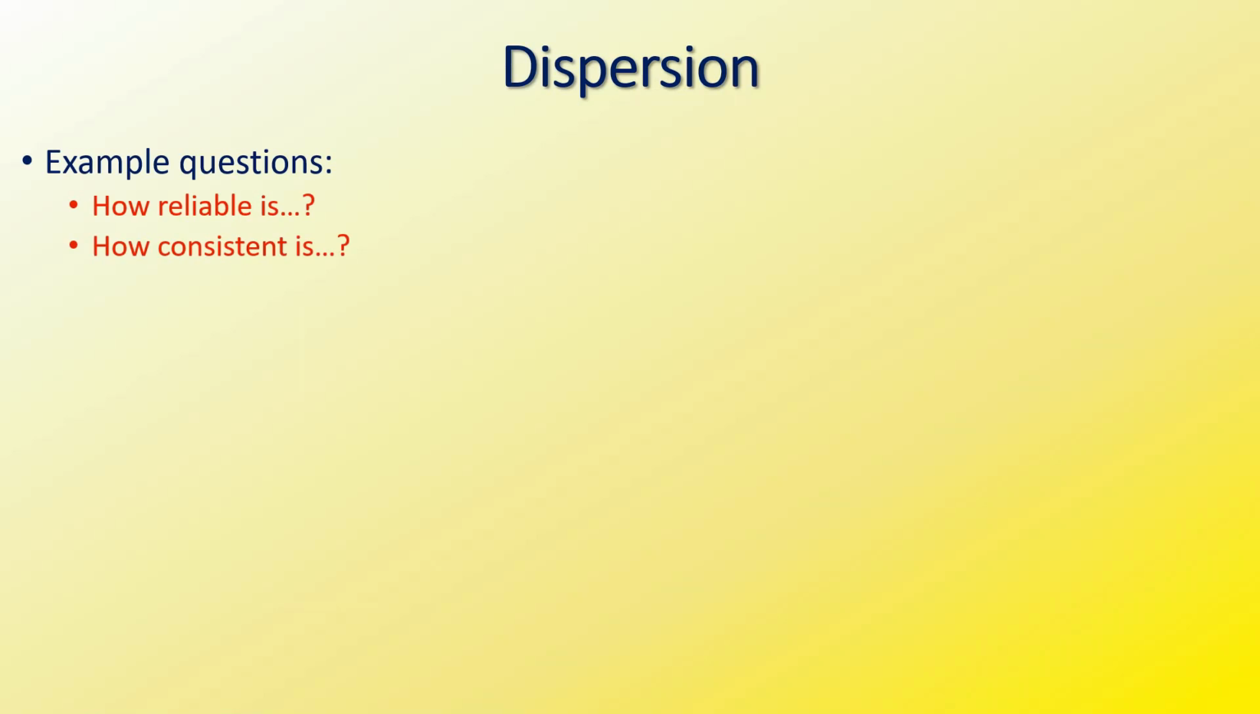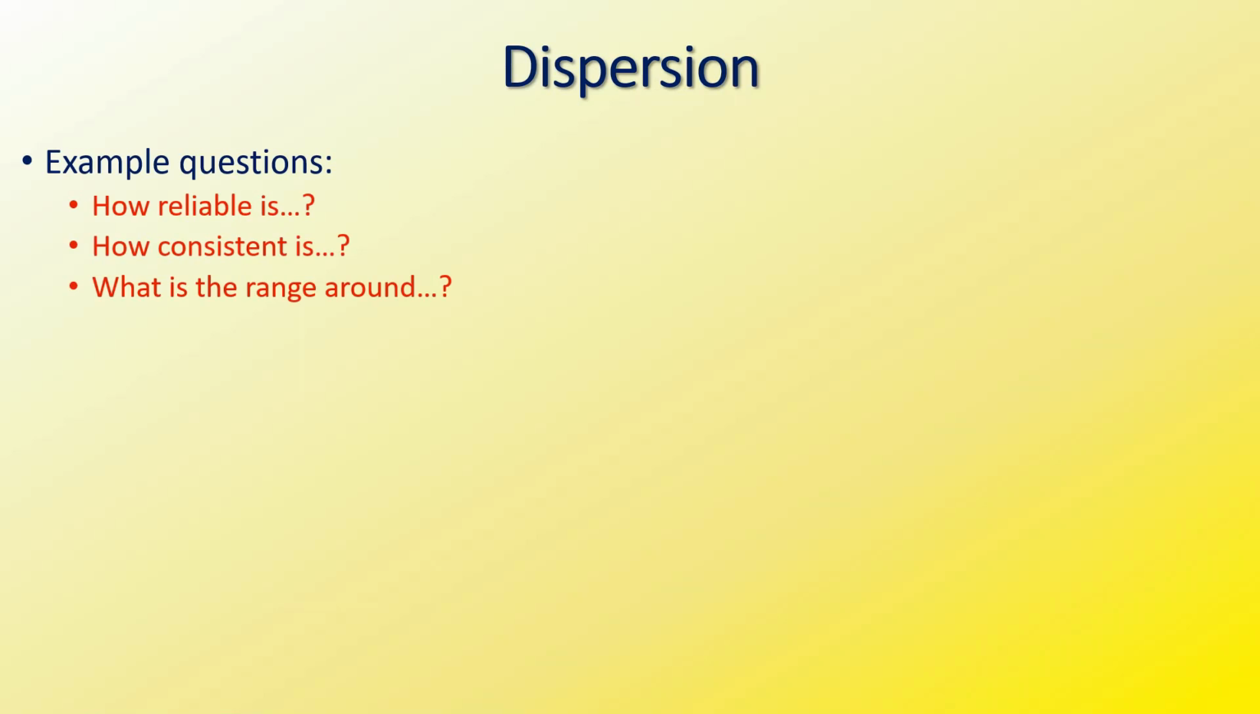Let's have a look at dispersion. The type of questions you might hear that dispersion can answer are how reliable is, how consistent is, or what's the range around. These are very important points because what we're starting to look at now is, if we repeatedly do something and we measure this process, are we going to get the same type of numbers? If someone's given us a value and it has a very small dispersion, then we can be confident that that's going to be a number that we can rely on.